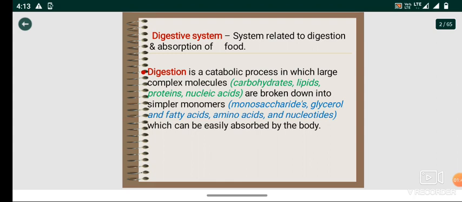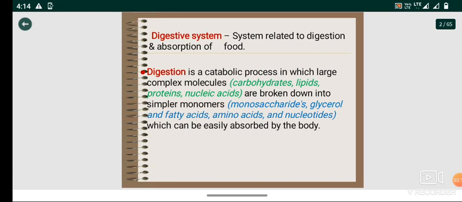Why is it a catabolic process? Because here we are breaking the complex substances into the simpler ones. Just because of the breaking down of complex substances into simpler forms, the process is known as a catabolic process. So digestion is a catabolic process in which large complex molecules like carbohydrates, lipids, proteins, nucleic acids, all components of food, are broken down into simpler monomers like monosaccharides, glycerol, fatty acids, amino acids and nucleotides, which can be easily absorbed by the body.